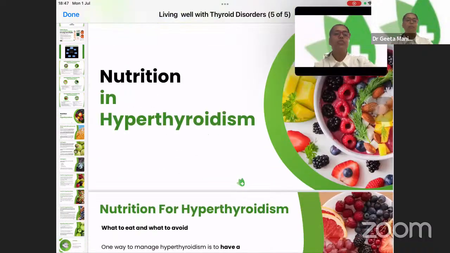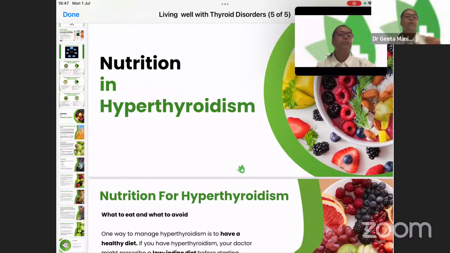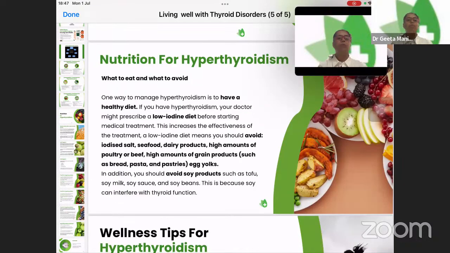Nutrition in hyperthyroidism will be exactly the opposite of hypothyroidism. Nutrition for hyperthyroidism, what to eat and what to avoid. The only way to manage hyperthyroidism is to have a healthy diet. If you have hyperthyroidism, your doctor might prescribe a low iodine diet before starting the medical treatment. This increases the effectiveness of the treatment.